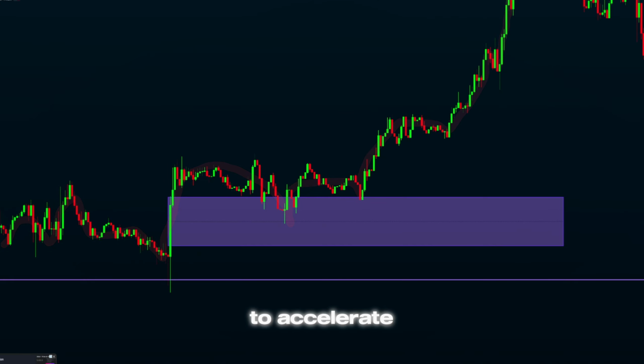Institutions use the gap to accelerate, trapping retail shorts. Small traders fade the first thrust. Big money chains through the imbalance for the run.